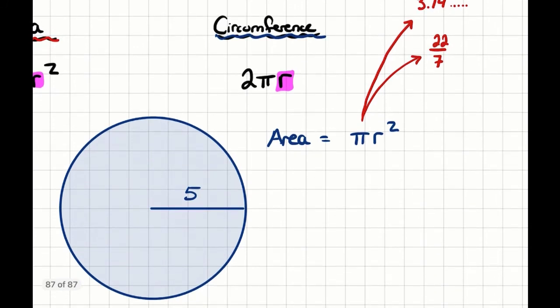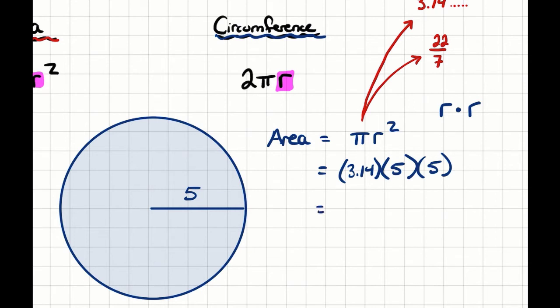What we need to do is plug in the values that we know and solve this problem. So this is going to equal pi, 3.14, times 5, which is a radius, times 5, which is a radius. Because remember, r squared means that you just take r and multiply it by itself. So this is going to equal 3.14 times 25.